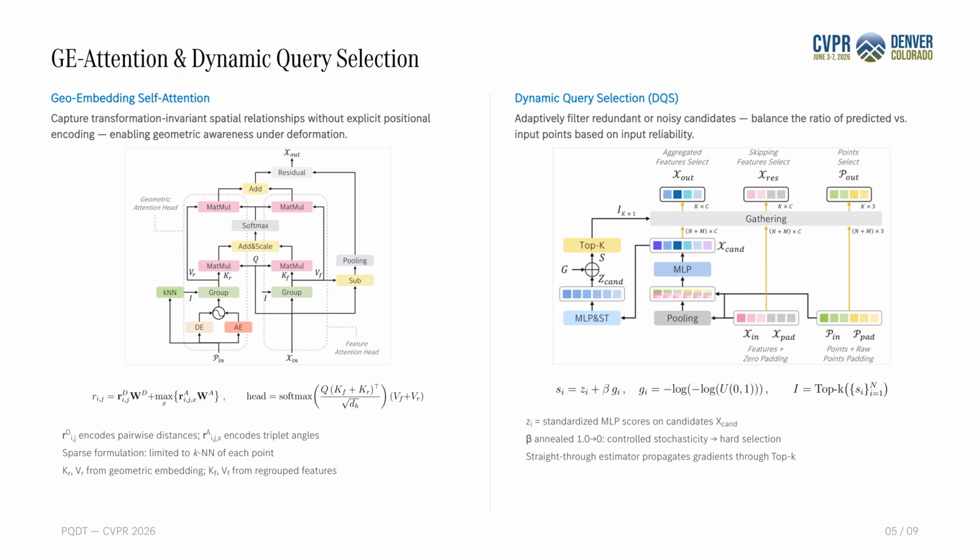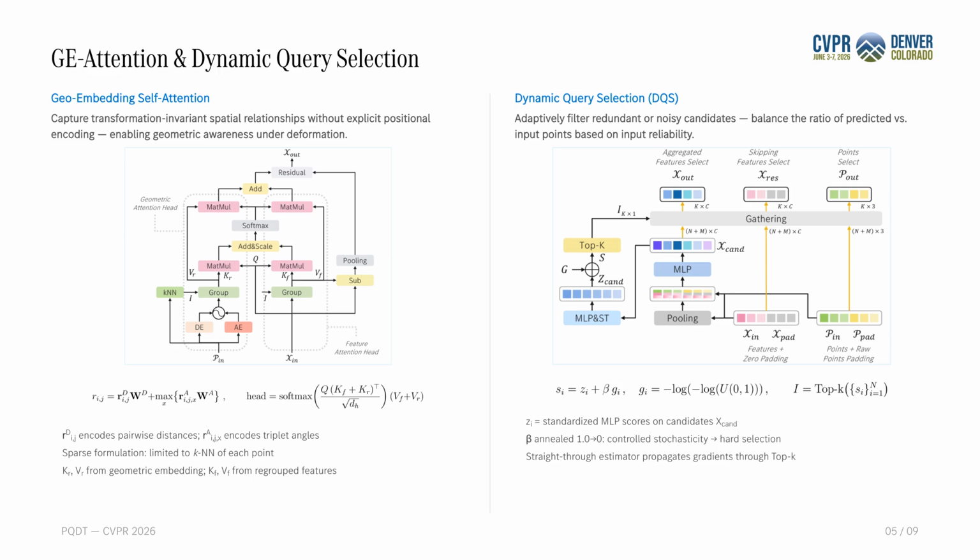Let me highlight two key modules. On the left, our geometric embedding self-attention captures transformation-invariant spatial relationships. We compute sparse geometric embeddings Rij that encode both pairwise distances and triplet angles among k nearest neighbors, then incorporate them as additional keys k,r and values v,r, alongside the standard feature-based keys and values. This enables geometric awareness even under deformation.